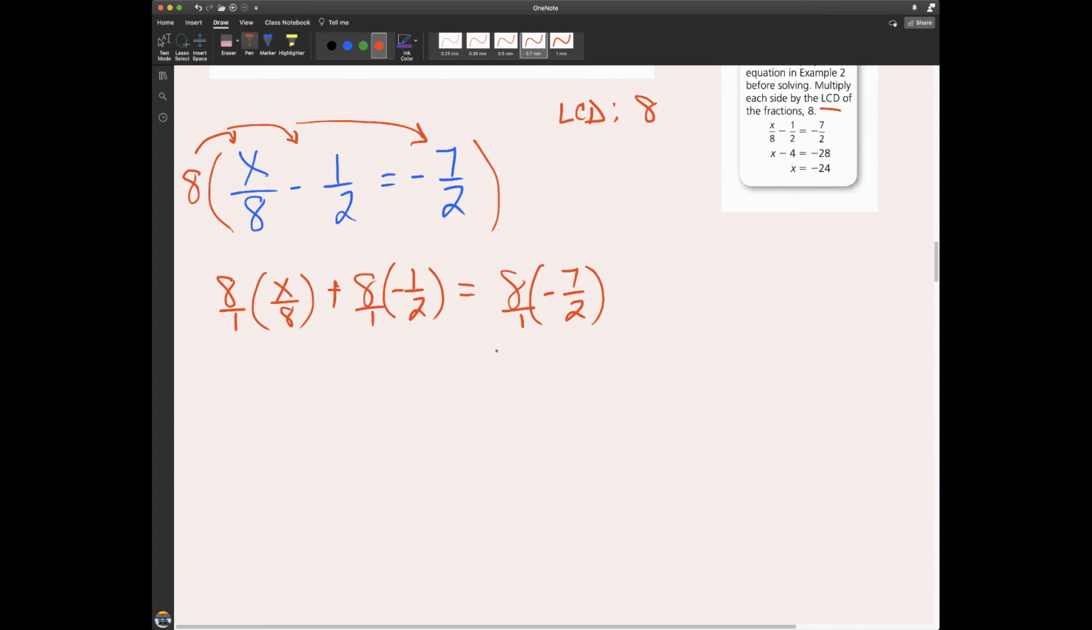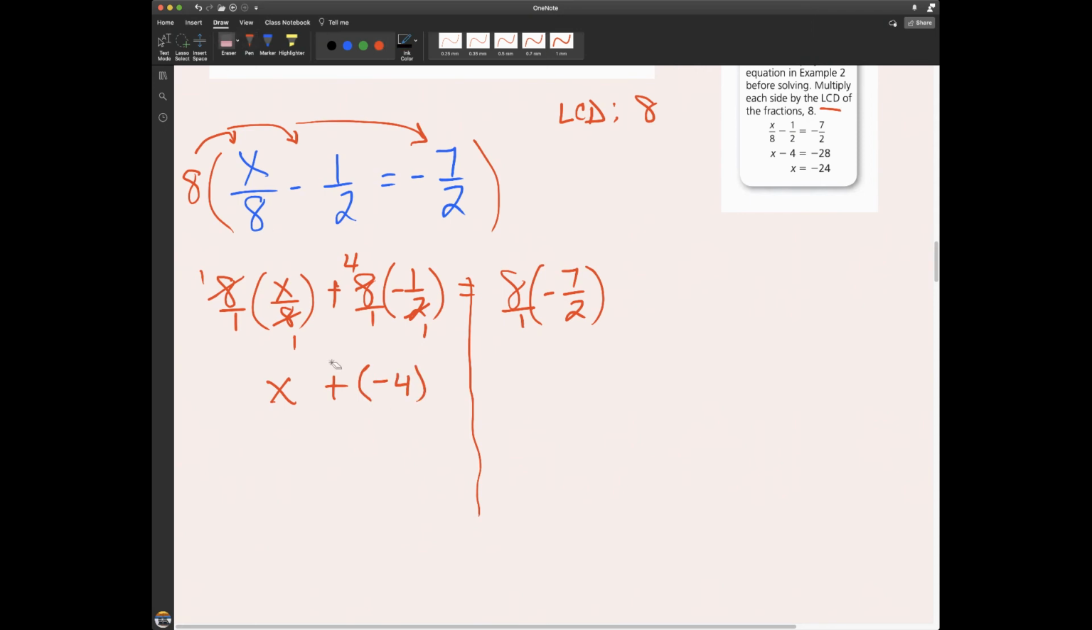Now what do I do? Well, let's clean this up a little bit. I can go ahead and cancel the 8's there, and I'm left with x divided by 1, which is just x. So this x divided by 8 no longer looks like a fraction. Over here, I can cancel with the 2. That becomes 4. 4 times negative 1, so this just becomes negative 4.